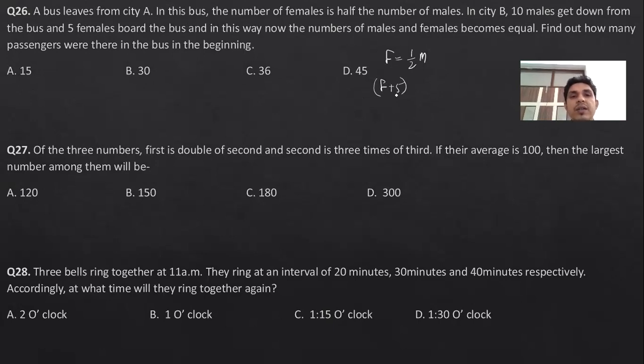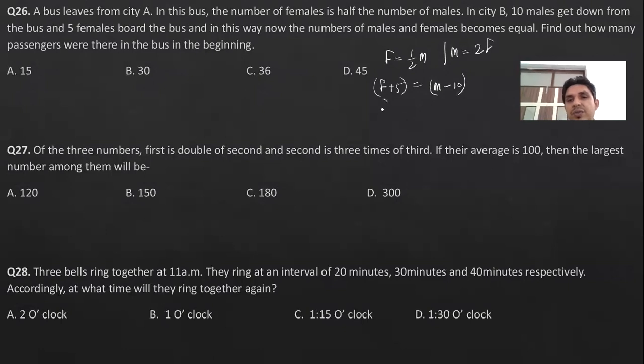In this way, now the number of males and females are equal. He is saying that in city B, 10 males get down from the bus and 5 females board the bus. In this way, now the number of males and females are equal. Find out how many passengers were there in the bus initially. So this is the equation. We can consider m is equal to 2f.